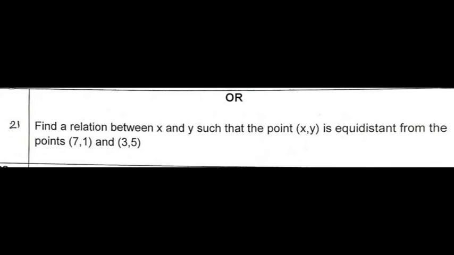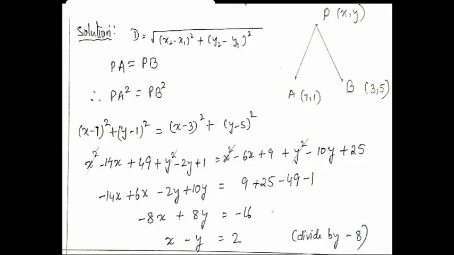Question 21. Find a relation between x and y such that the point x, y is equidistant from the point 7, 1 and 3, 5. We know the distance formula is given by root of x2 minus x1 the whole square plus y2 minus y1 the whole square. Equate PA is equal to PB or PA square equal to PB square, and you get x minus y is equal to 2.